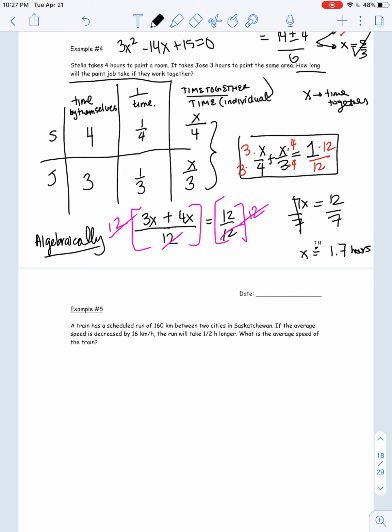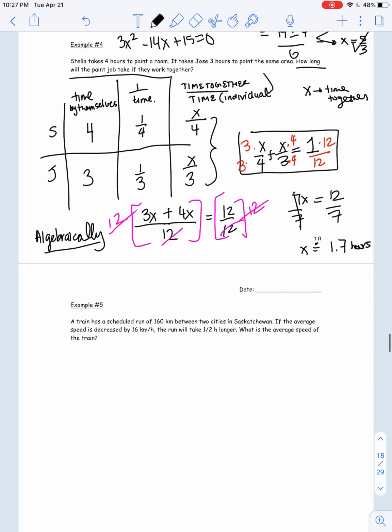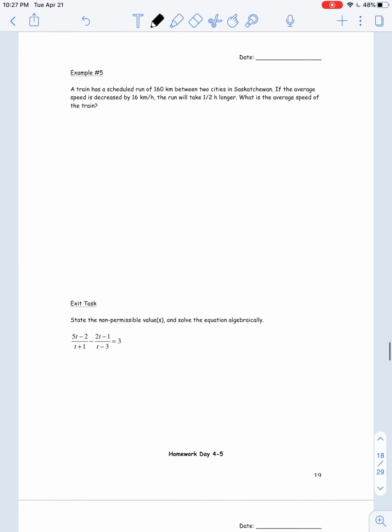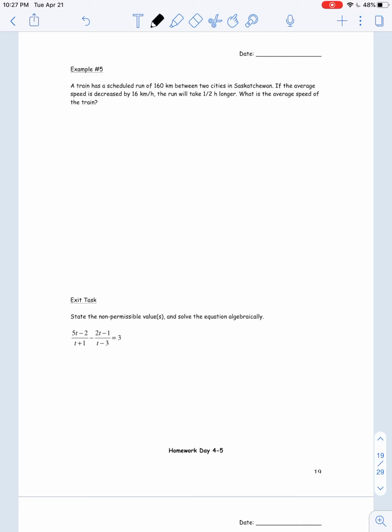Okay, so that is one type of word problem. You're going to see that kind of problem repeat itself in the next lesson. Example number 5 is a train has been scheduled to run 160 kilometers between 2 cities in Saskatchewan. If the average speed is decreased by 60 kilometers per hour, the run will take half an hour longer. What is the average speed of the train?